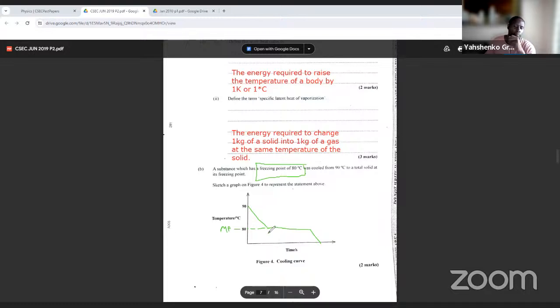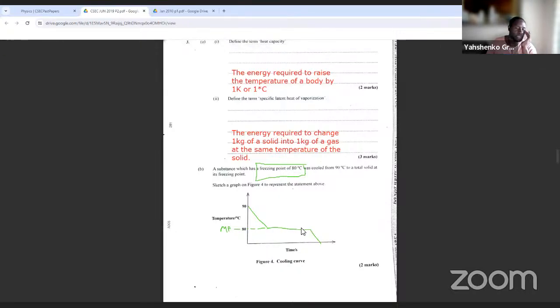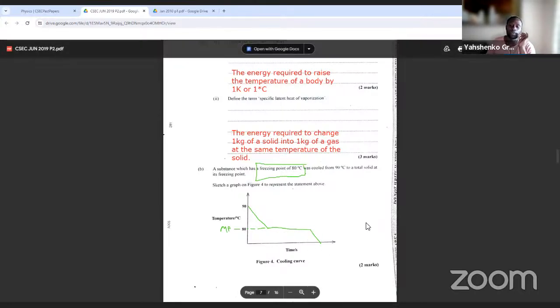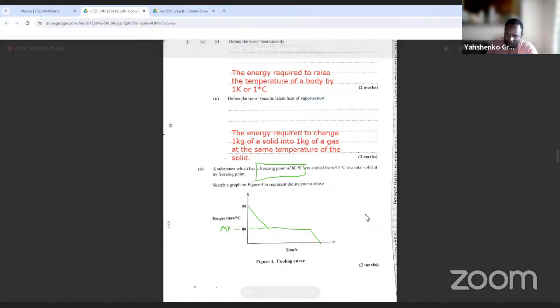When all the particles are finished changing their state, then the temperature starts to drop. Right? So that's what you get. This is what you should get as your cooling curve, and you get 2 marks for that. They need to see that the temperature stays constant at the melting point for a while, and then it starts to drop, and they need to see it dropping from there for you to get your 2 marks.